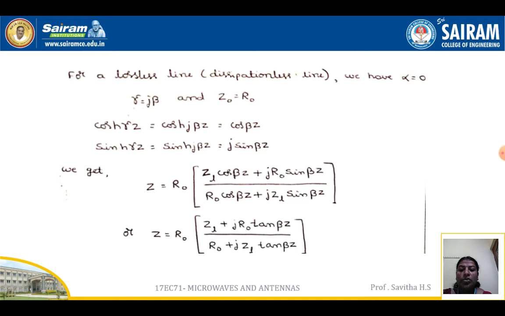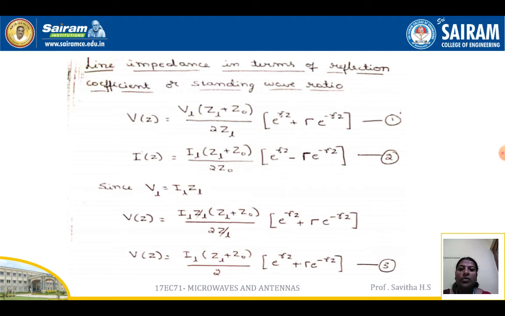Or Z is equal to R naught times ZL plus j R naught tan beta z. If I take the common factor cos in the numerator, in the second term sin beta z by cos beta z will be equal to tan beta z. Similarly in the denominator we have also taken cos beta z. So it will be R naught plus j ZL tan beta z.